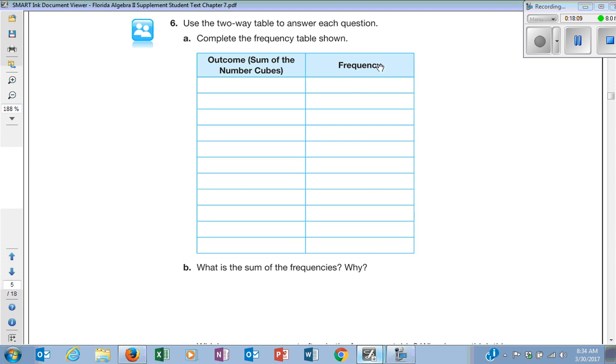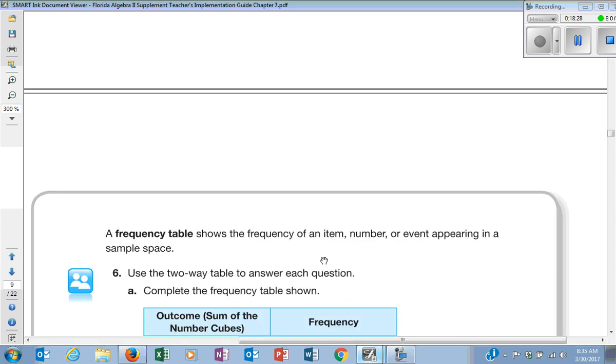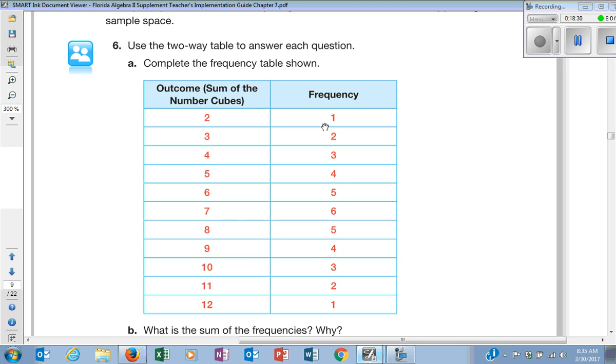How many times does 2 appear up there? That's what frequency means. Frequency is how many times it occurs. So how many times does it occur? 1. How many times does 2 occur? I'm sorry, my fault. 2 is over here. How many times does 2 occur? Once. How many times does 3 occur? Twice. And if you fill this out, it should look something like this. Not always will they have a pattern. You should count it out to make sure.